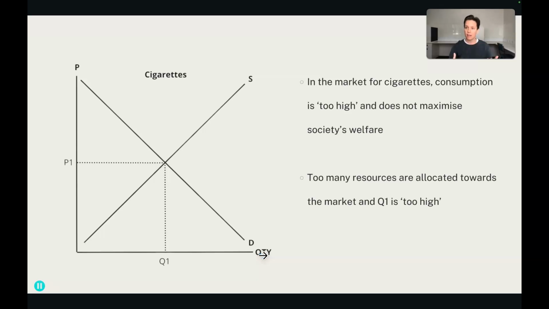The reason for that is that the market under 18 that was previously purchasing cigarettes is now being legally told they can no longer do that. So that segment of the market is effectively gone, and that would shift the demand curve to the left. And once again, the corresponding new equilibrium point would be associated with a smaller Q.